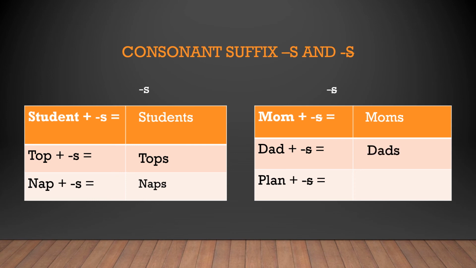Next, we have the base word dad. Dad plus our consonant suffix s also makes that z sound, so we'll have dads, as in more than one dad. And our final example here together is the word plan. When we add our consonant suffix s to the base word plan, what derivative will we get? Hopefully you said the word plans. Like you might have plans to go and play outside this weekend.